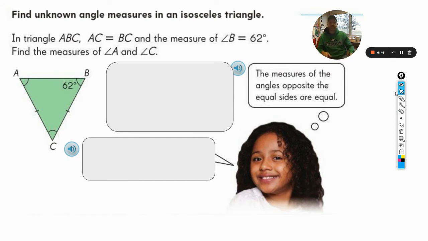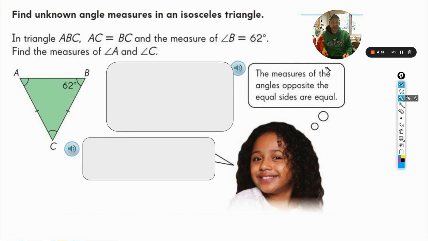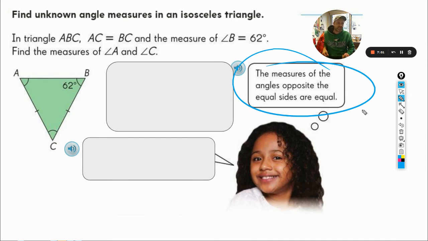Find an unknown angle measure in an isosceles triangle. In triangle ABC, AB equals BC, and you can see that indicated by the single slash marks there. And the measure of B is 62. Find the measure of A and C. And she's telling us the angles opposite the equal sides are equal. Pause me for 5 seconds, try this, and then I'll walk you through it.